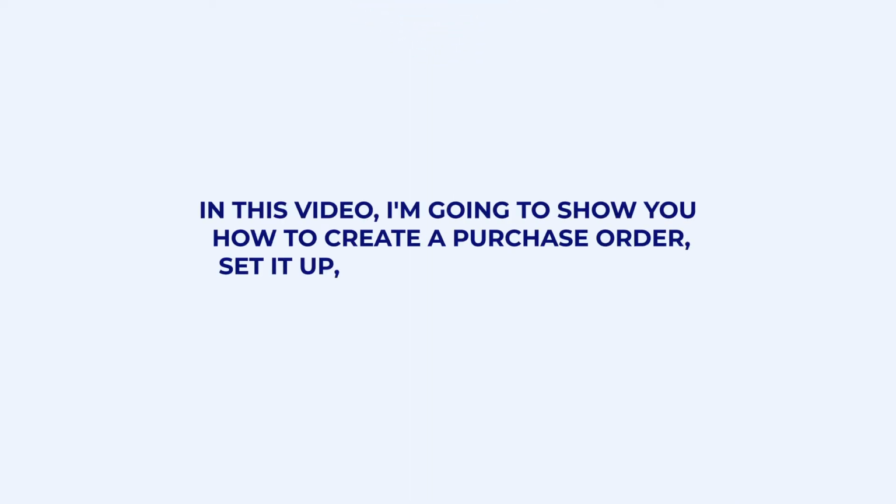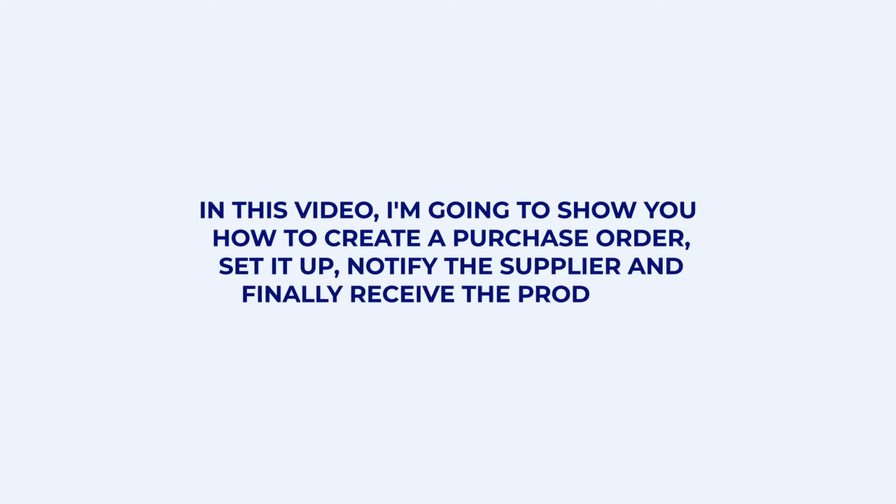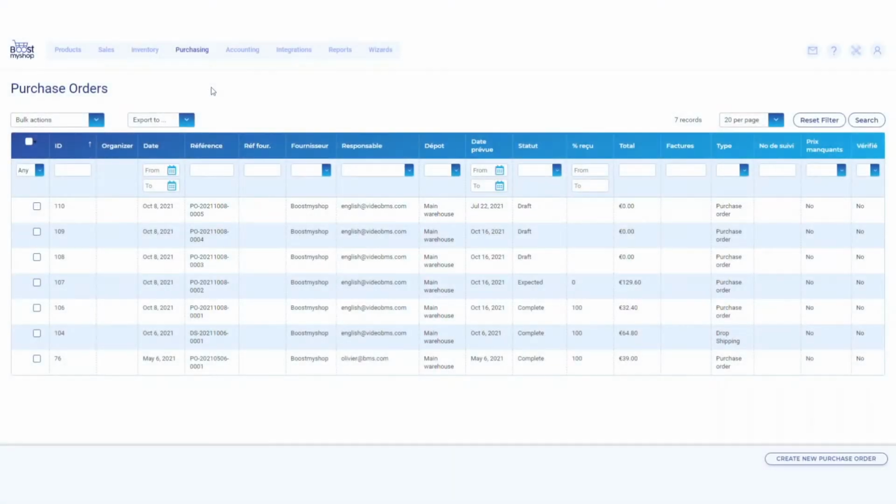In this video, I'm going to show you how to create a purchase order, set it up, notify the supplier and finally receive the products. To create a purchase order, we go to the menu Purchasing, Purchase Orders.